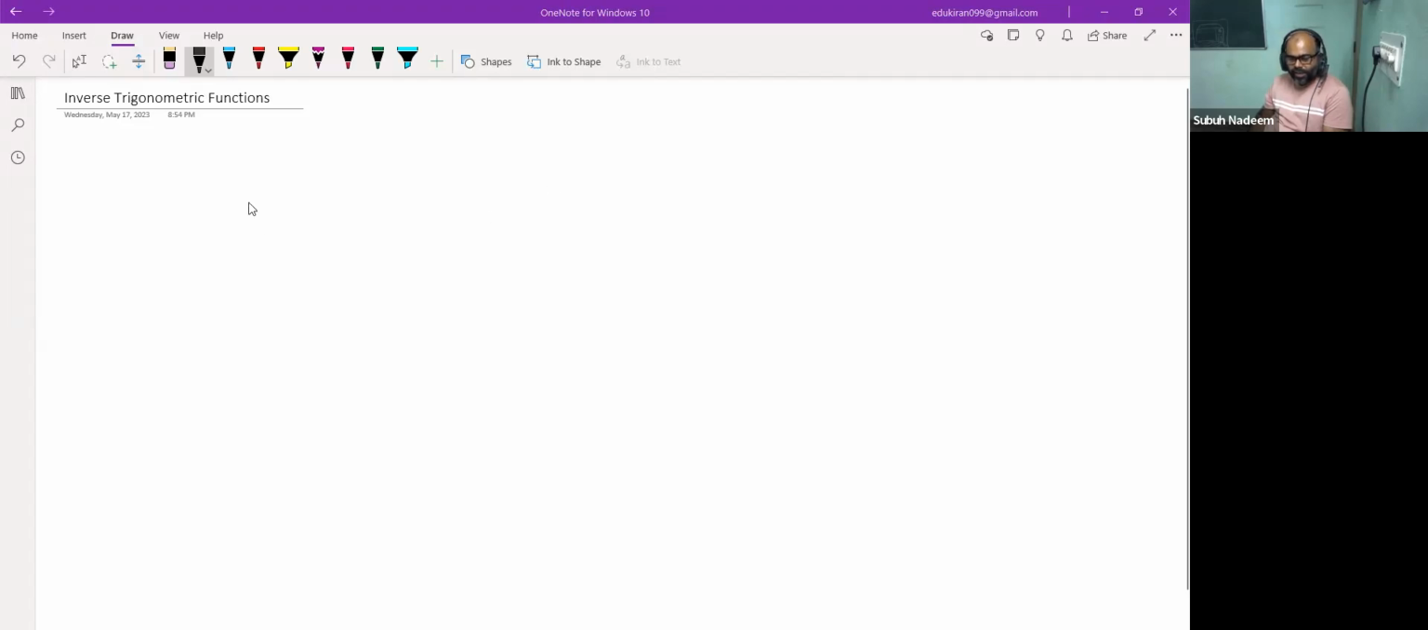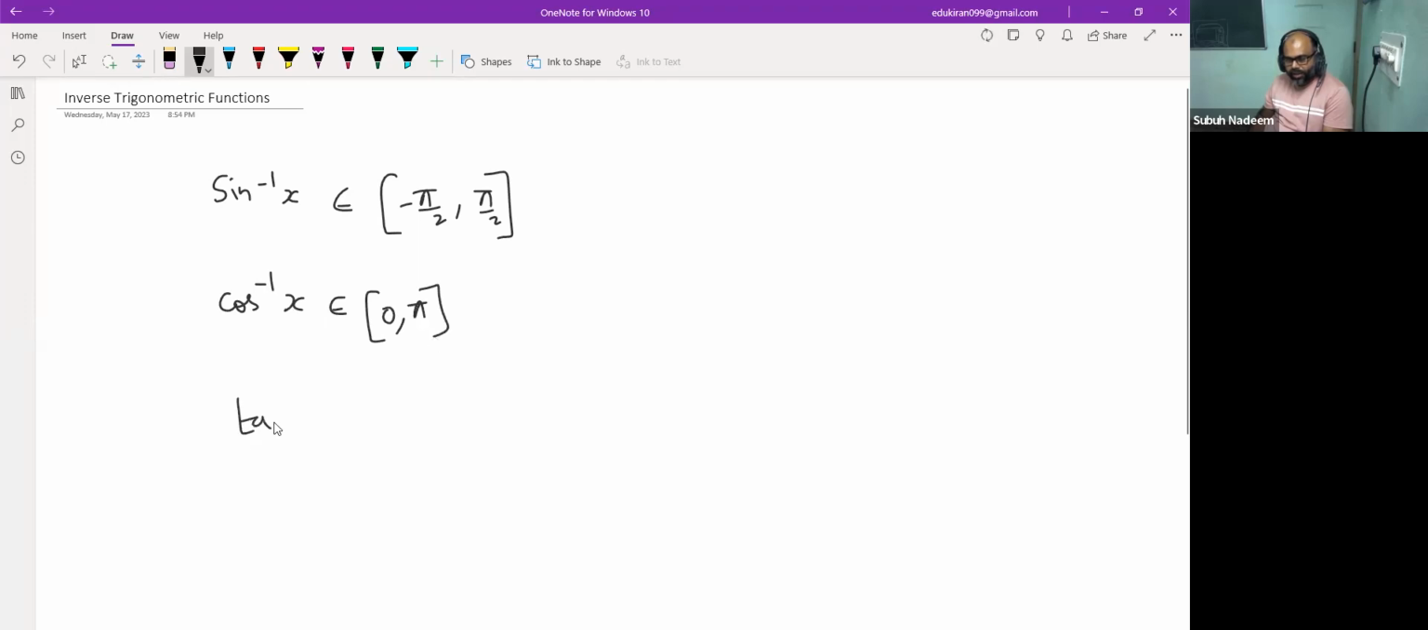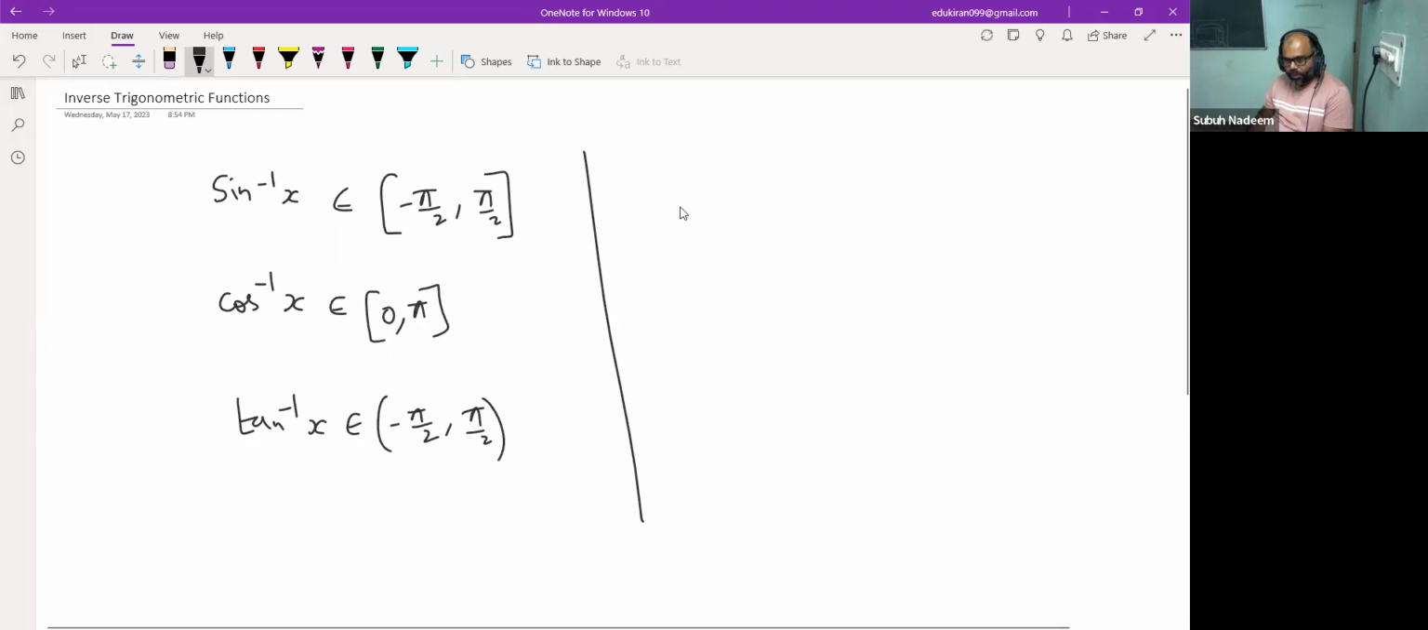What we did in last class, meanwhile others are joining, that sine x has a principal value minus pi by 2 to pi by 2. So sine inverse x gives an output minus pi by 2 to pi by 2. Cos inverse x gives an output 0 to pi. So we take principal value branch. Tan inverse x gives the value minus pi by 2 to pi by 2. These are not included, they are open bracket.